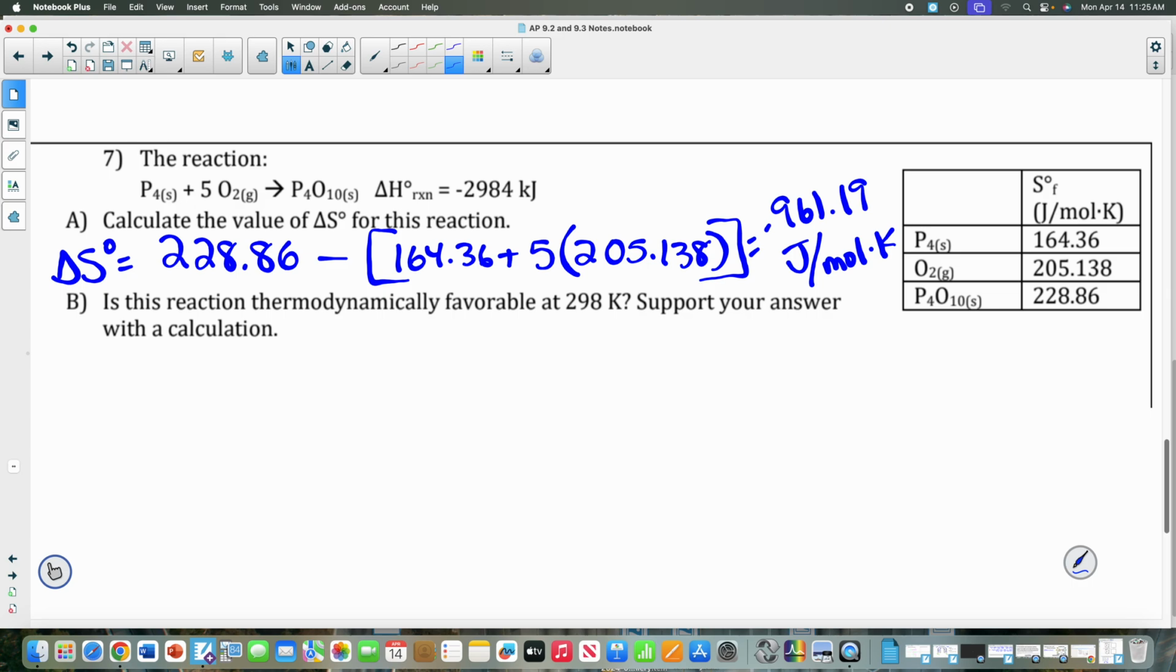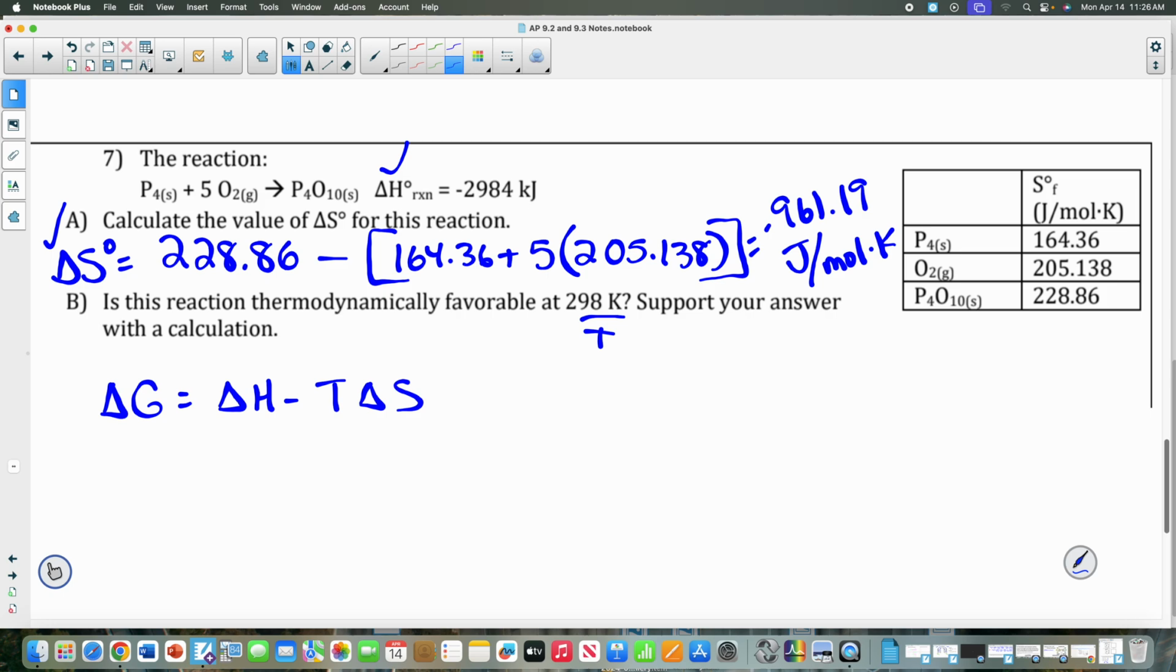All right. Is this reaction thermodynamically favorable at 298 K? So we have a delta S, we have a T, and we have a delta H, right? You guys see that? We have delta H, delta S, and our T. So we can plug that into our Gibbs equation. So delta G equals delta H minus T delta S.